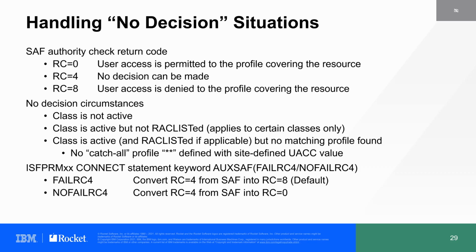So there is a CONNECT statement, and it has a keyword called ACCESS_SAF in ISFPRMxx, and that has a value of FAIL_RC4 or NOFAIL_RC4. If we have FAIL_RC4 in effect, it converts all RC4s from SAF into an RC8. And that's the default. So if we can't make a decision, we will deny access. But you can use NOFAIL_RC4 to convert return code 4s from SAF into a return code 0. And that might be handy during initial migration situations or testing systems where you just need to get the thing to work. But we also recommend that you run with FAIL_RC4.